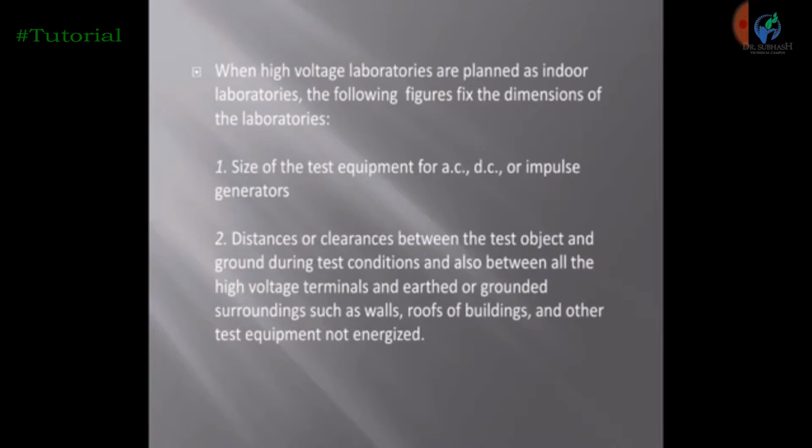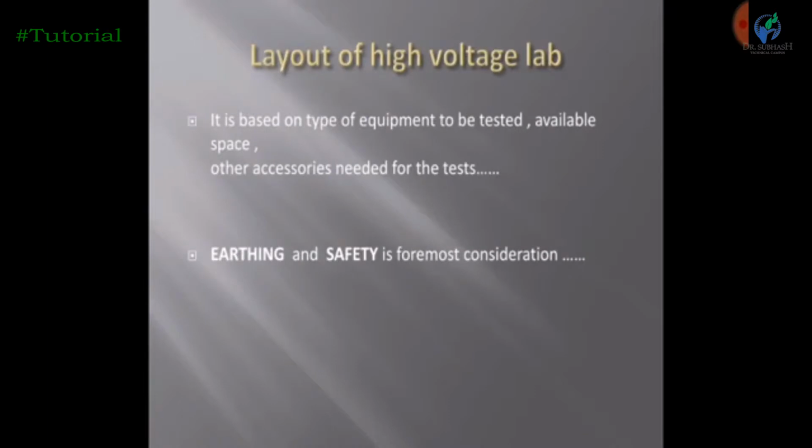When high voltage laboratories are planned as indoor laboratories, the following figures fix the dimensions of the laboratories. First, size of the test equipment for AC, DC or impulse generators. And second, distances or clearances between the test object and ground during test conditions, and also between all the high voltage terminals and earthed or grounded surroundings such as walls, roofs of buildings and other test equipment not energized.